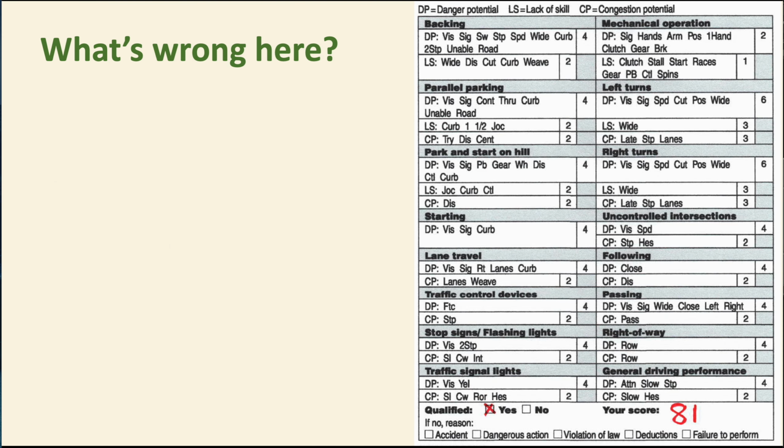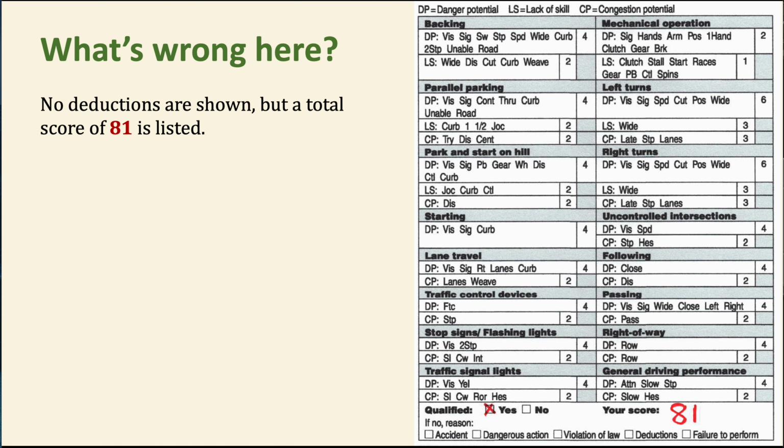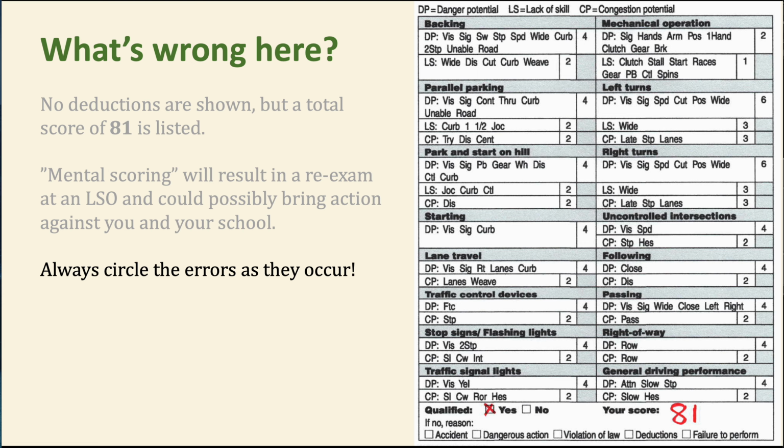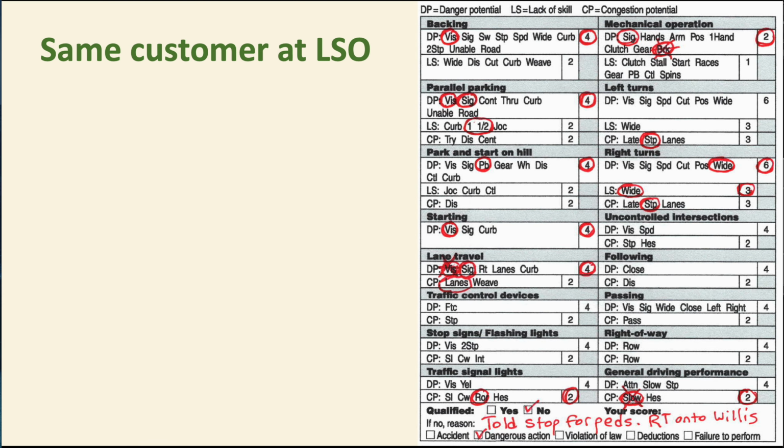All right, what's wrong here? We've got a yes and an 81. Nothing scored. No deductions are shown. Score of 81 is listed. It's what they call mental scoring. This could mean the applicant might have to take a re-exam. You're probably going to get a check ride from an auditor, and they may bring an action against you and your school for doing this, especially if there's a pattern of doing it. Always, always circle the errors as they occur.